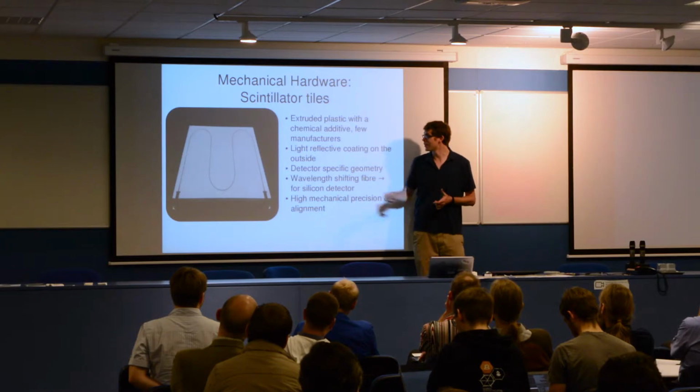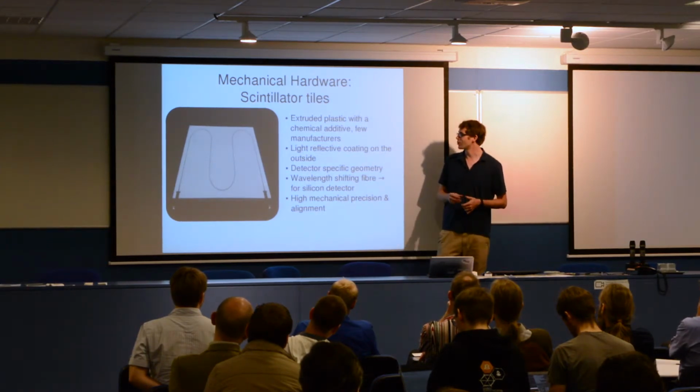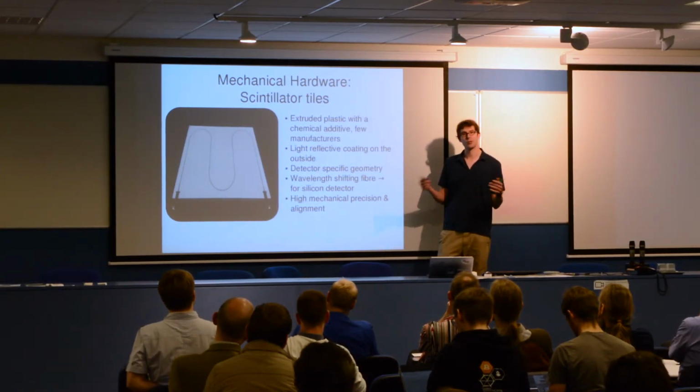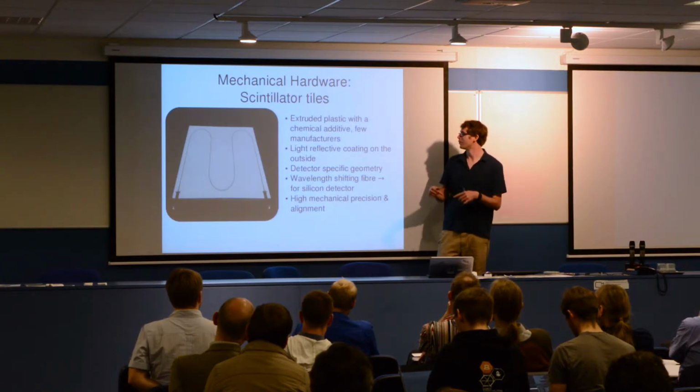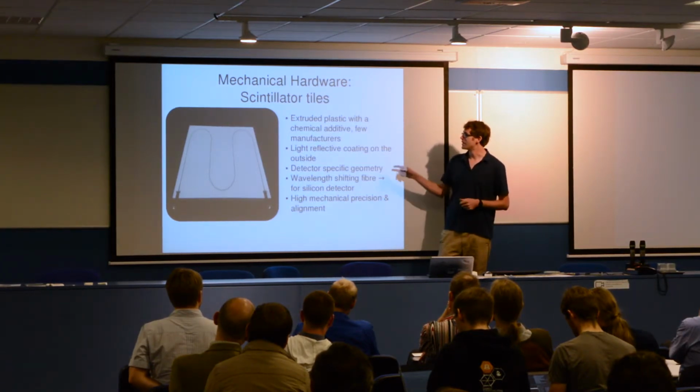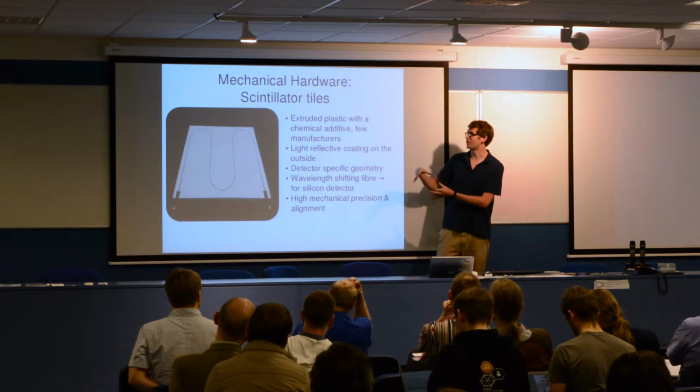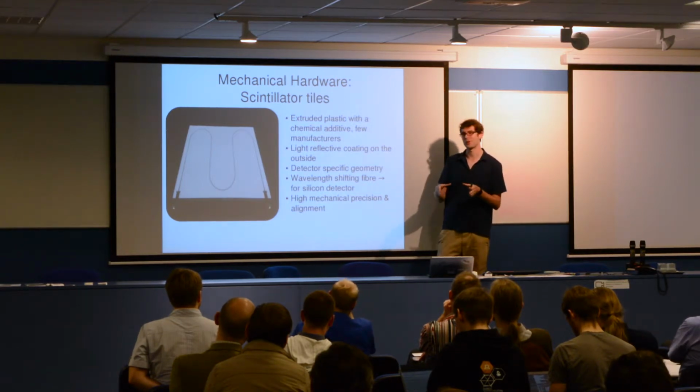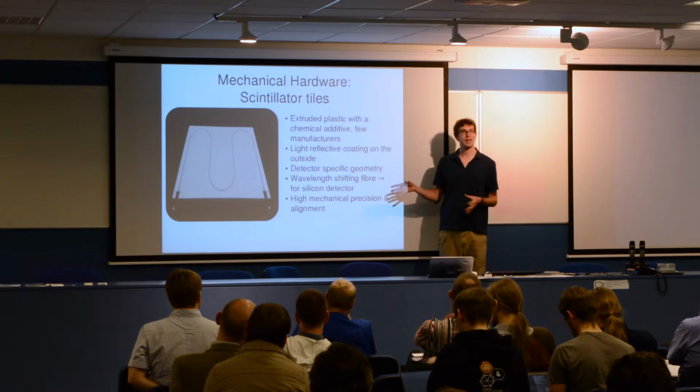On the outside, there's a titanium dioxide light reflective coating to ensure that any photons generated are reflected internally. The detector geometry is specific, so we will have a slab that's going to be our size for our box, probably not much bigger than a Pi HAT itself. And wavelength shifting fibre. This is our main mechanical component.